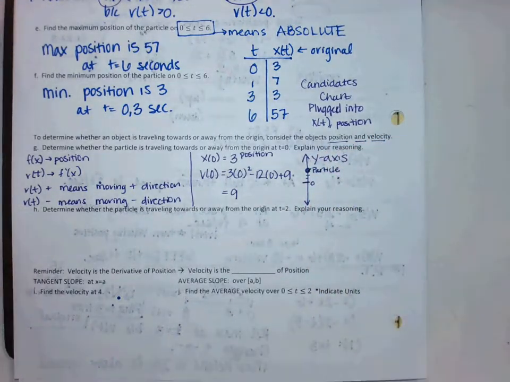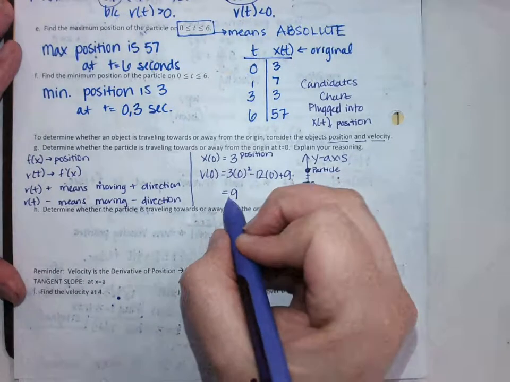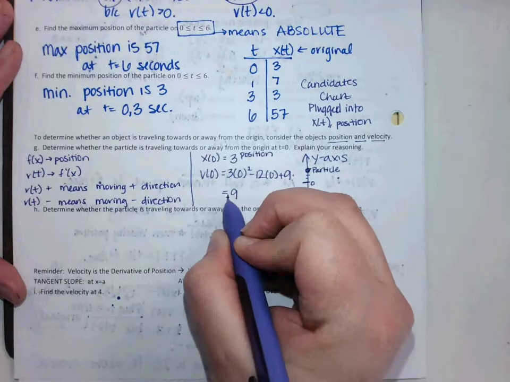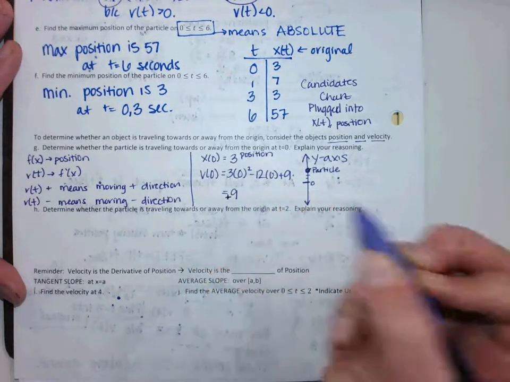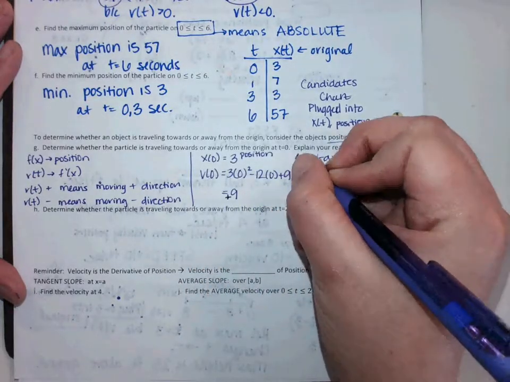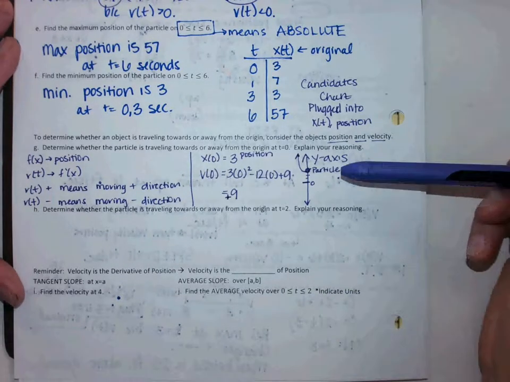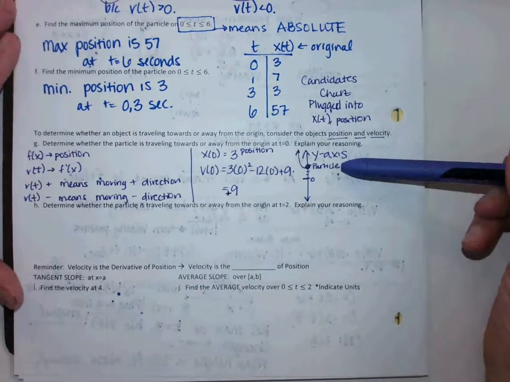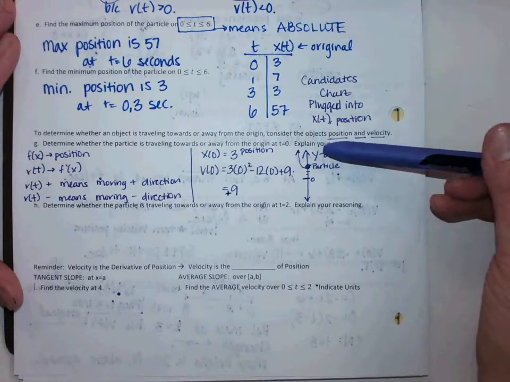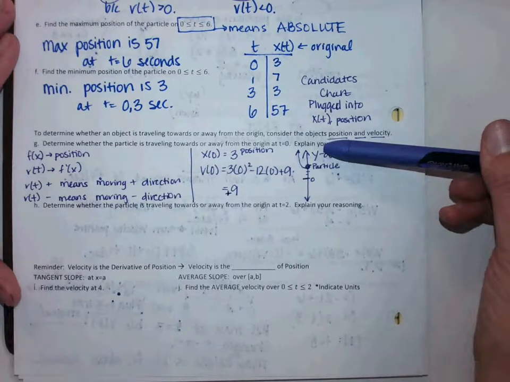Okay, now, what's its velocity? 9 meters per second. Is it a positive 9 per second or a negative 9? Positive. Then if this is positive, which direction is it traveling? Up. So it's going up. So if I'm already above the x-axis and I'm traveling up, would I say I'm traveling towards or away from the origin? Away. Very good.